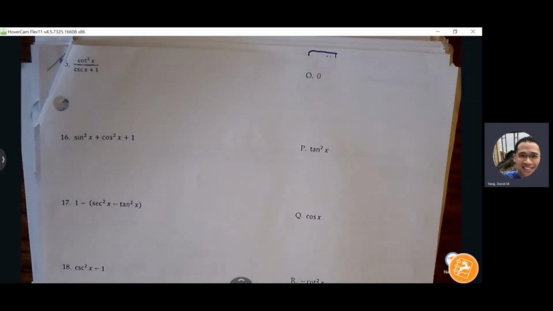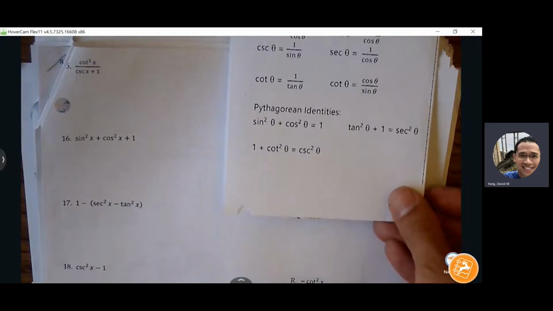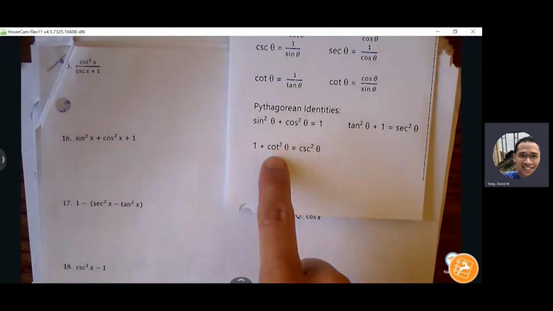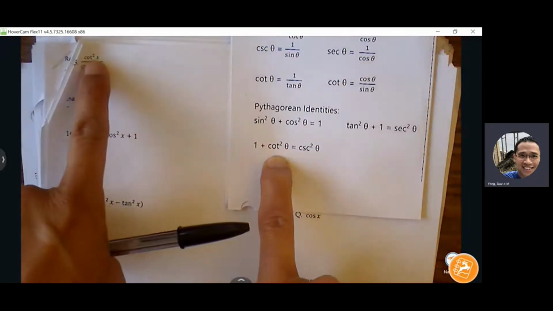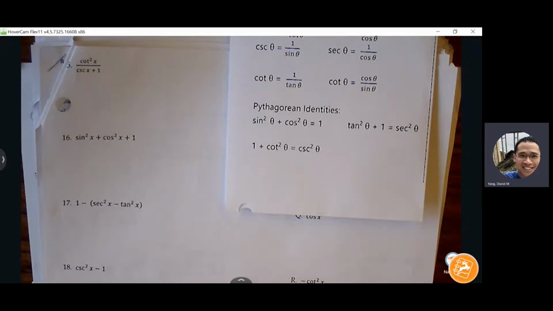Cotangent squared x over cosecant x plus 1. Again, I'm always drawn to the exponent of 2 because I know there's something that I can do to get that in a different form. So I spot cotangent squared x. I want to find a replacement for it. If I subtract 1 from both sides, I get that cotangent squared x is equivalent to cosecant squared x minus 1.